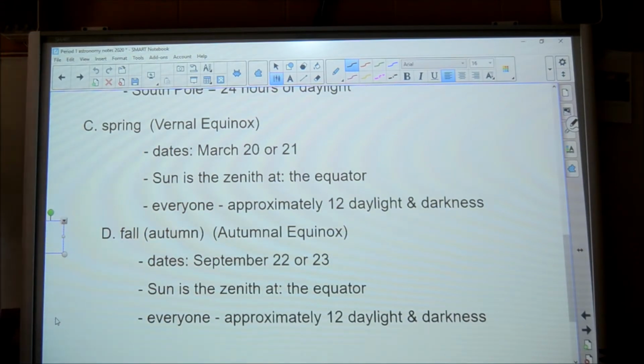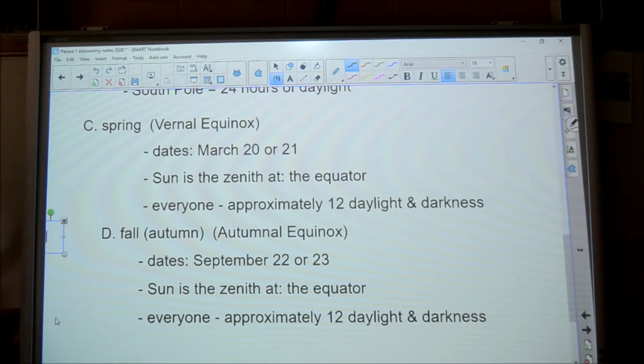All right, spring. Spring, better known as the vernal equinox. You're looking at March 20th or 21st. This year, we had a leap year and it was actually the 19th, late in the evening. The sun is at zenith at the equator. It's an equinox, equator. All right, everyone on the Earth, doesn't matter your latitude, has approximately 12 hours of daylight and darkness. It's equal. All right, equinox, equator, equal.